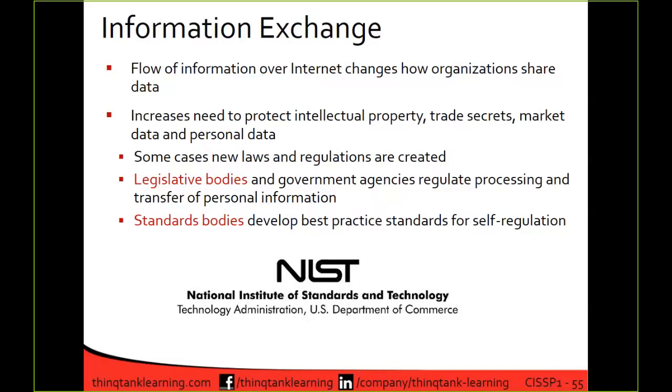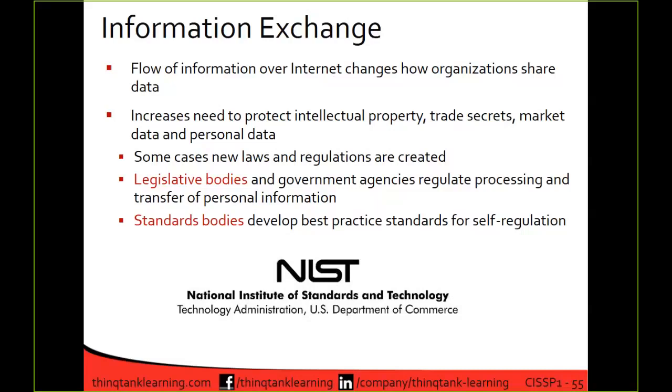In some cases, some new laws, regulations, and communication methods are being created because of the ever-changing area of information exchange. So as data becomes more and more portable, and as more and more entities need to access that information, we're going to see changes in essentially how that data is managed.